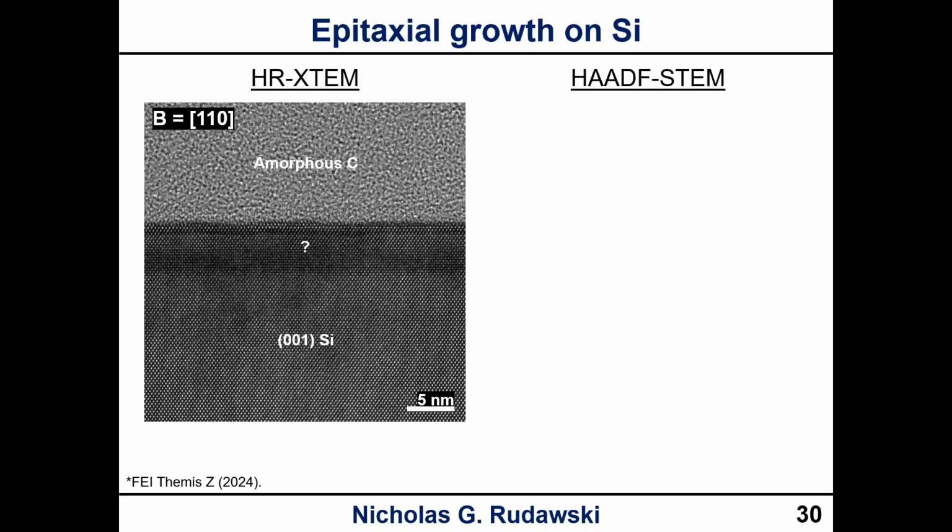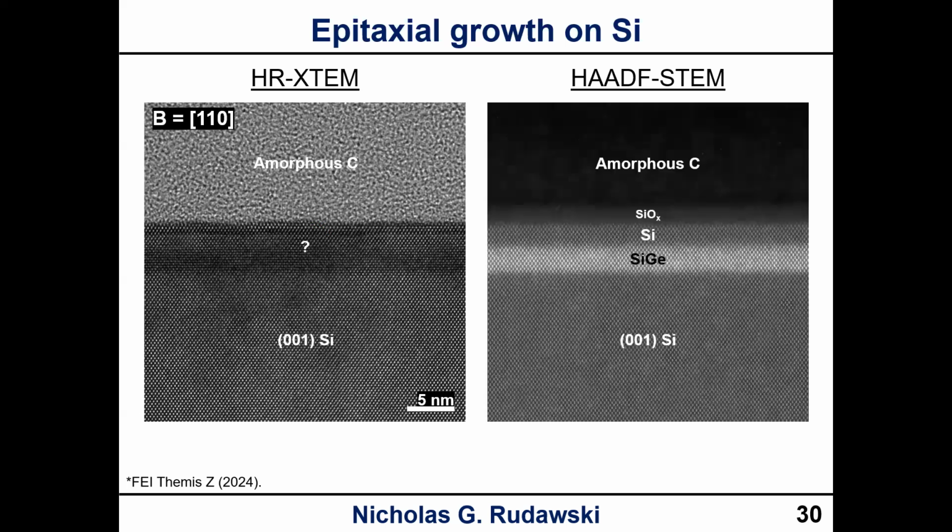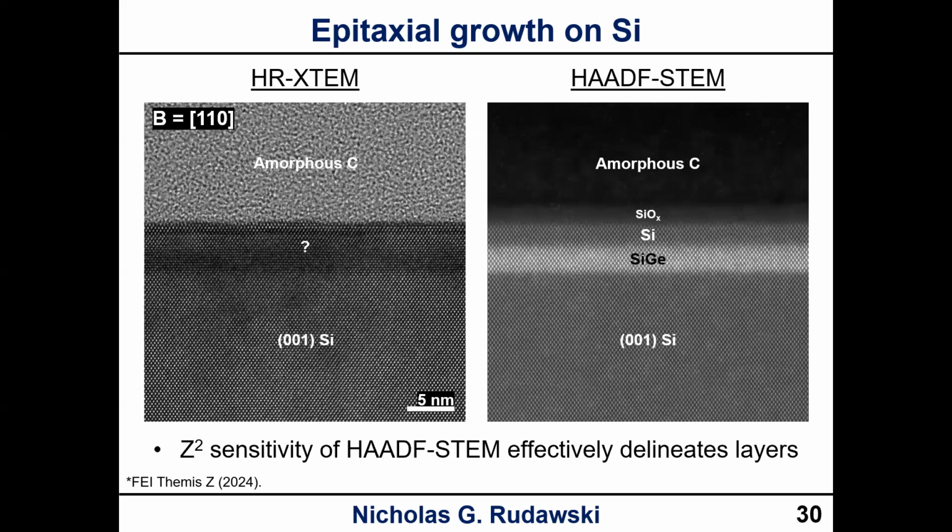So if we do HAADF-STEM of the same thing, this becomes way more obvious, okay? We can see a bright band here, which is actually silicon germanium. We can see on top of that, there is a pure silicon layer. And then on top of that, there's a silicon oxide, okay? And then the amorphous carbon, okay? So you can see how much easier it is to resolve these with HAADF-STEM as opposed to high res, okay?